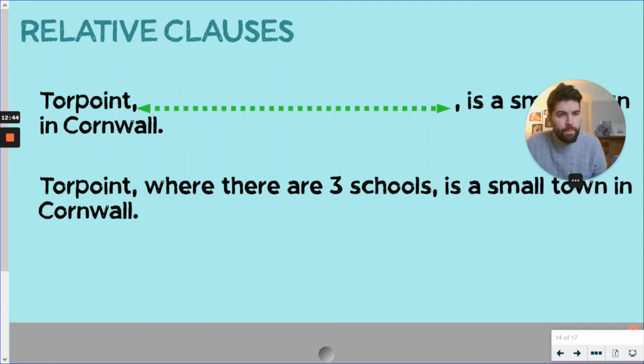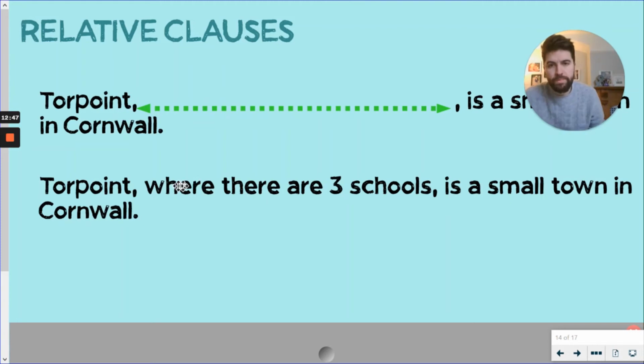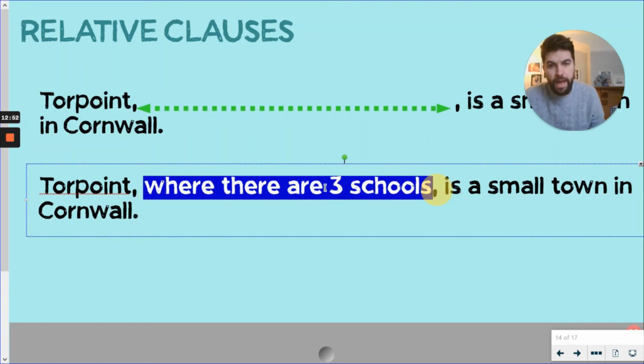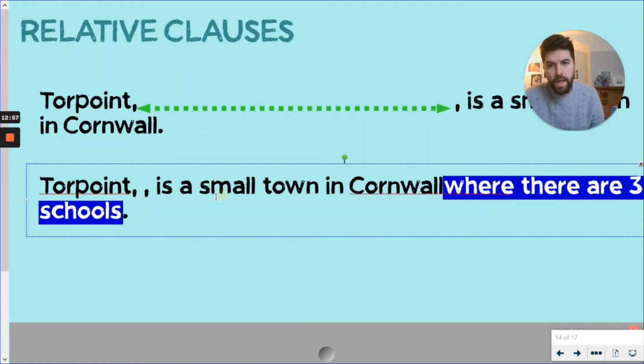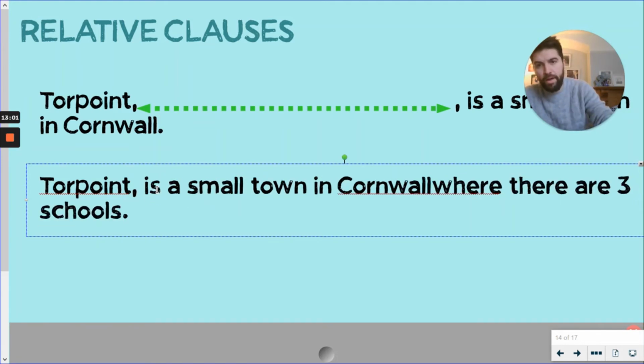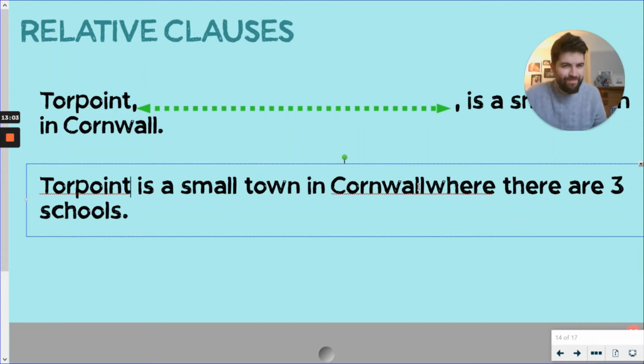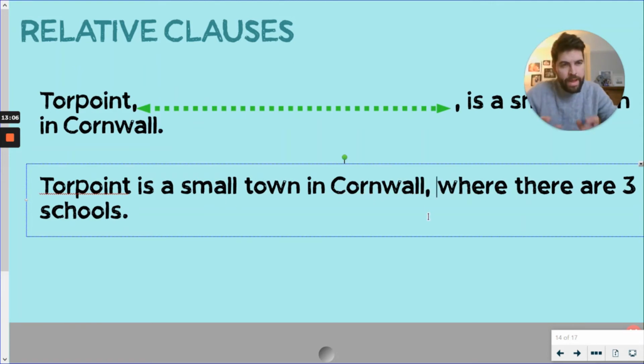Now, in this example, it was important that I put the relative clause in the middle. If I were to change that, take this relative clause and move it to the end of the sentence, I get Torpoint is a small town in Cornwall where there are 3 schools. Now my reader's not sure where these 3 schools are. Am I saying that there are 3 schools in Cornwall or 3 schools in Torpoint? It's not entirely clear. So that's an example of where relative clause placement is quite important. Choosing where to put it. In the middle works much better in this example.